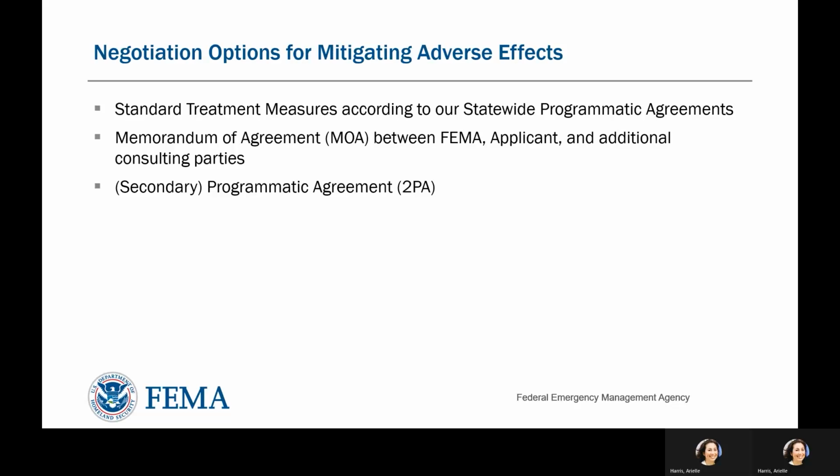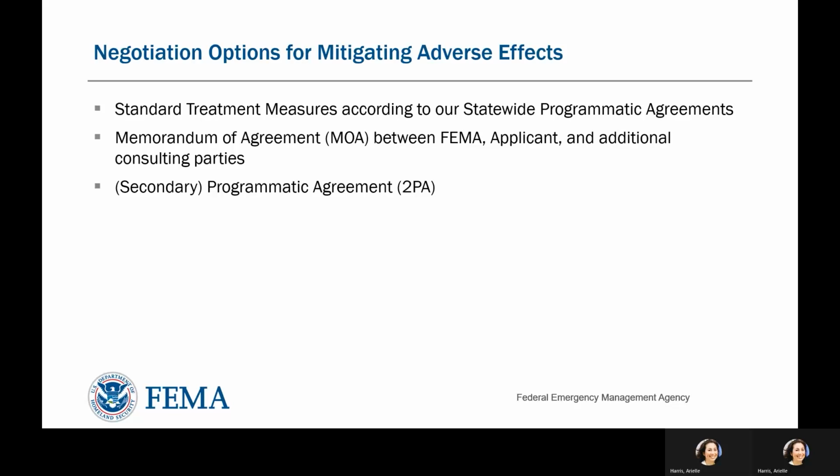If standard treatment measures cannot apply to mitigate an adverse effect, the next route to take would be to draft a Memorandum of Agreement, or MOA. MOAs are agreement documents between FEMA, the applicant, and local consulting parties consisting of stakeholders interested in the site. MOAs may include more non-conventional treatment measures, including architectural salvage, or more complex public interpretation. Finally, the most complex type of mitigation agreement would be a secondary programmatic agreement.